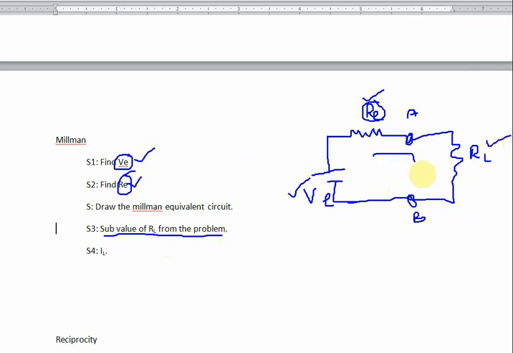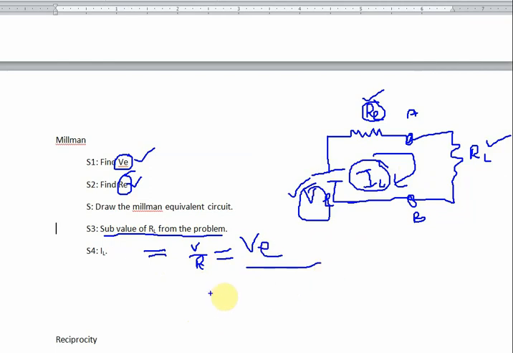Then, as usual, find the load current. What is the formula? Ohm's law: IL is equal to V by R. What is V? This is VE. What is R? These two are connected in series, so VE divided by the two resistances, open the bracket, RE plus RL. This is the load current. That is the method, and this is the Millman theorem.